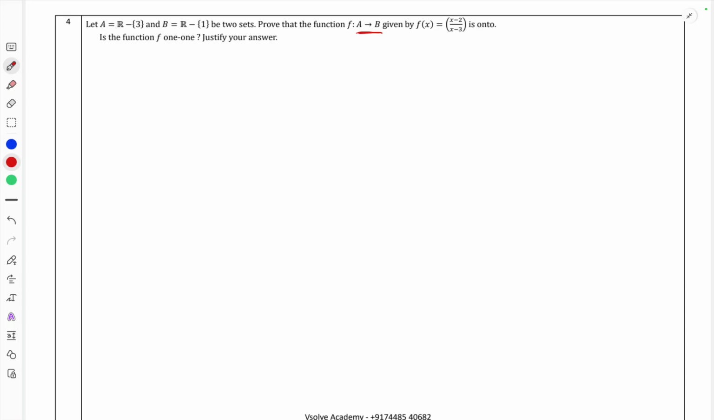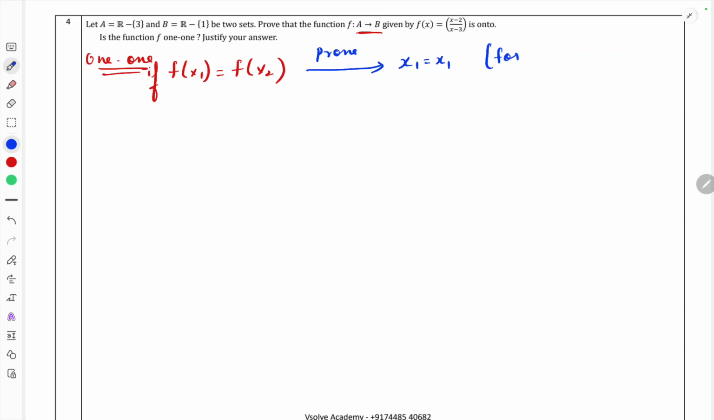So for 1-to-1, f of x1 should be equal to f of x2. This is the condition I have written. If f of x1 equal to f of x2, this we have to prove: x1 equal to x2. If we are not able to prove it, then it is not 1-to-1. So now I will take f of x1 equal to f of x2.